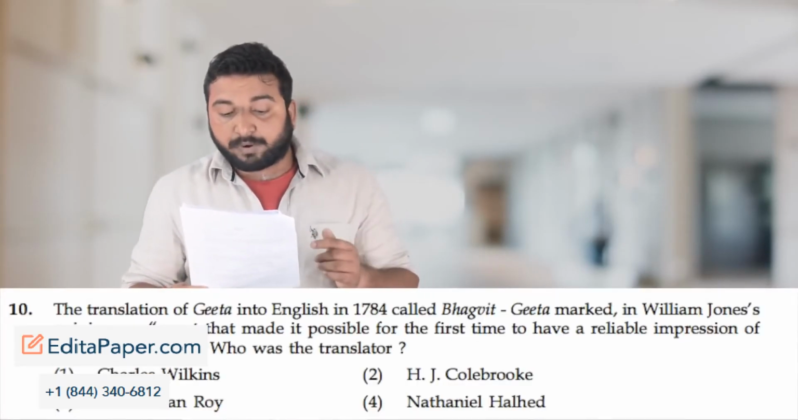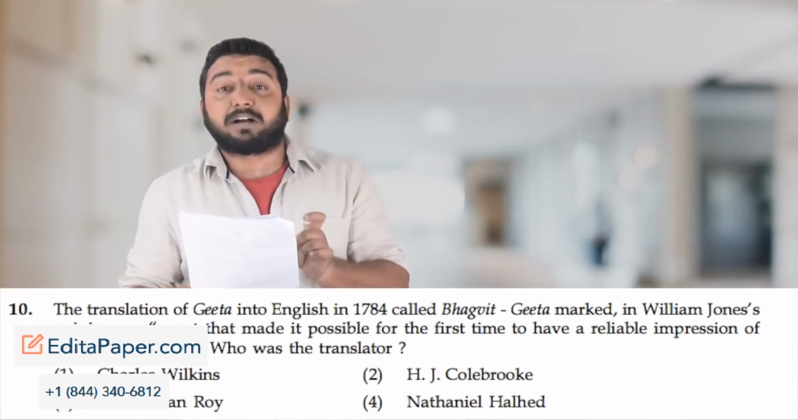So all you have to remember is Plato's concept of imitation or mimesis, chair, painter, the poets, why they are banned, and the musical instrument which was banned by Plato. Question number 10. The translation of Gita into English in 1784 called Bhagavad-Gita.